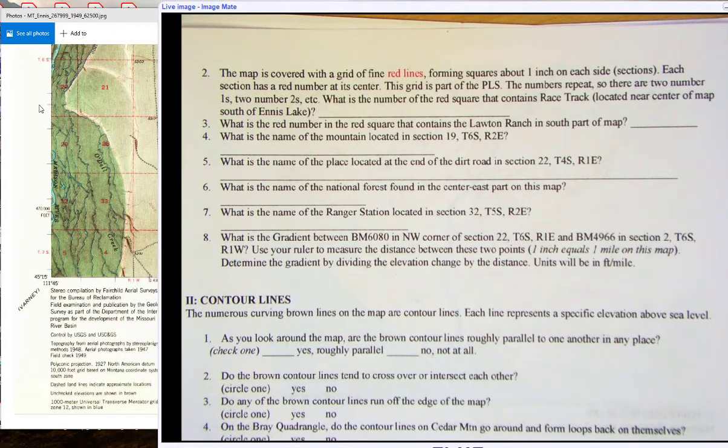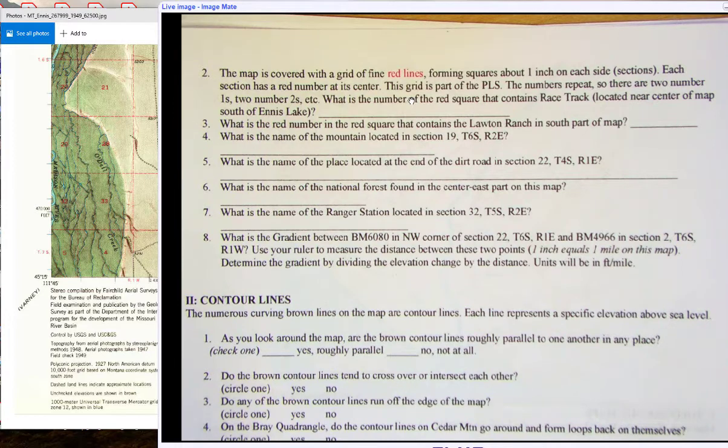We talked about how each of these is a square mile, one section. Each section has a red number at its center. The grid is part of the Public Land Survey, PLS. The numbers repeat, so there are two numbered ones, actually there are going to be several on this map, right? Because there are different townships and ranges, right?